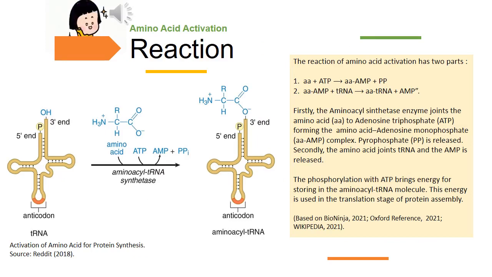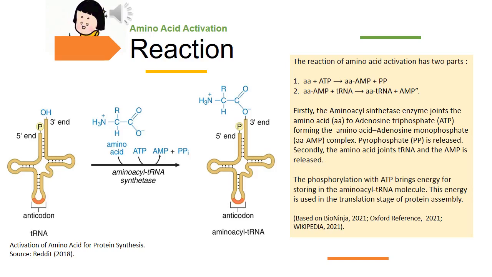The reaction of amino acid activation has two parts. Firstly, the aminoacyl-tRNA synthetase enzyme joins the amino acid to adenosine triphosphate, forming the amino acid adenosine monophosphate complex. Pyrophosphate is released. Secondly, the amino acid joins tRNA and the AMP is released.